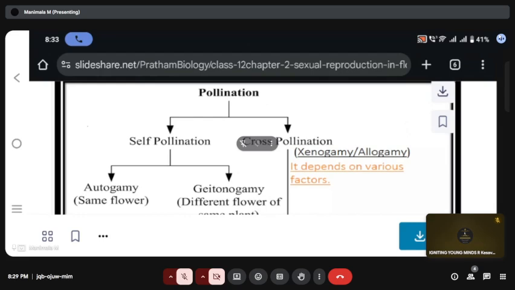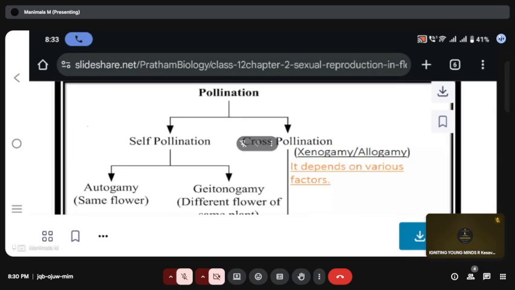The flowers will open and expose the anthers and the stigma. The pollen grains of the male part will reach the female part. Then the fusion takes place and the new gametes will be formed.